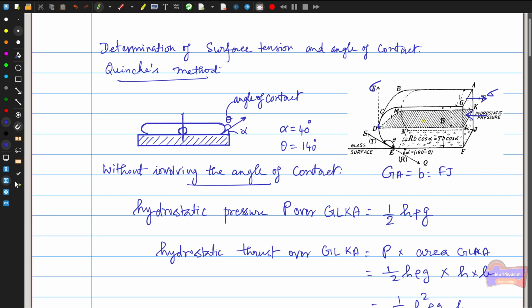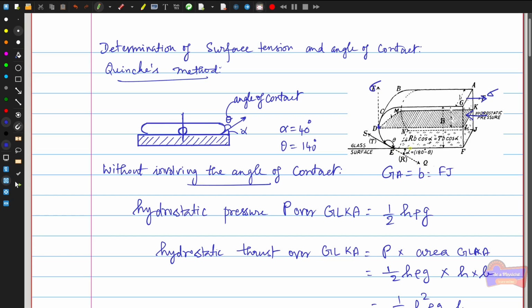So the surface tension pull, sigma into b, due to the mercury on the glass surface at the point E, that is the line of contact EF of the glass and the mercury, acts tangentially on the slice in the direction ES. This will be the surface tension. Due to this surface tension, there is another equal and opposite reaction acting on the glass plate in the direction EQ.